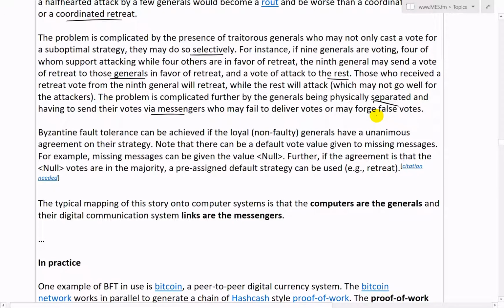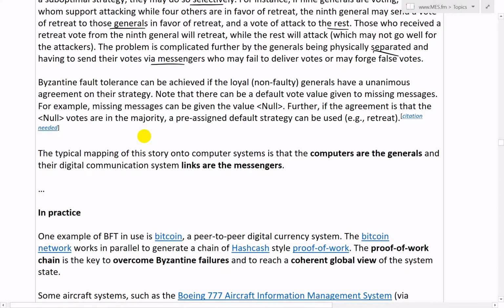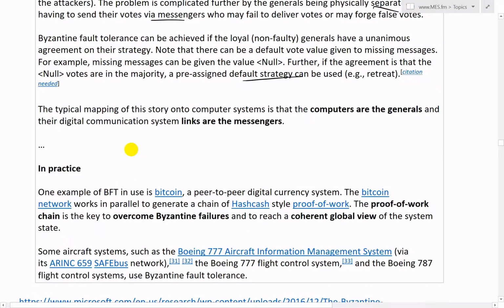So Byzantine fault tolerance can be achieved if the loyal, non-faulty generals have a unanimous agreement on their strategy. Note that there can be a default vote value given to missing messages. For example, missing messages can be given the value null. Further, if the agreement is that the null votes are in the majority, a pre-assigned default strategy can be used, i.e. retreat. If there's a bunch of messages not going through, just call retreat. So the typical mapping of this story onto a computer system is that computers are the generals and their digital communication links are the messengers.